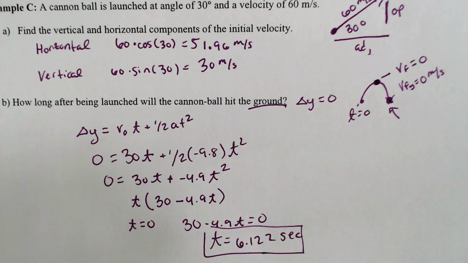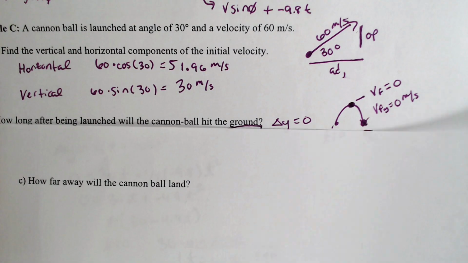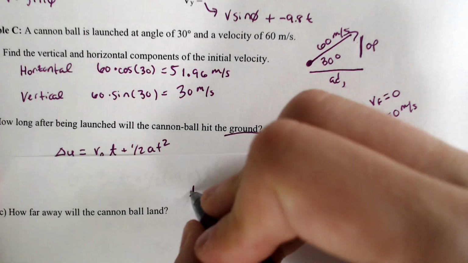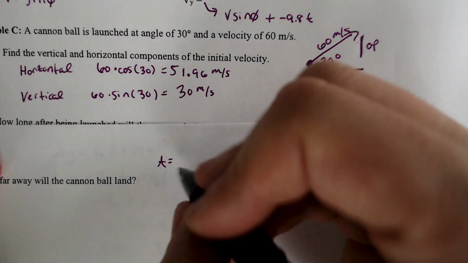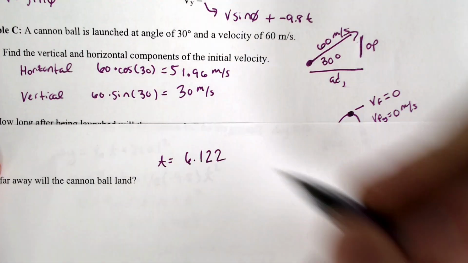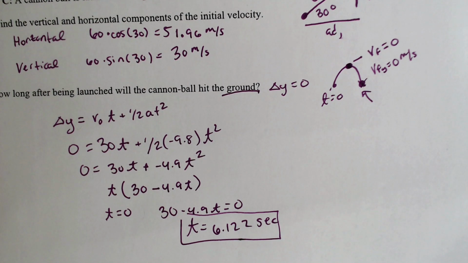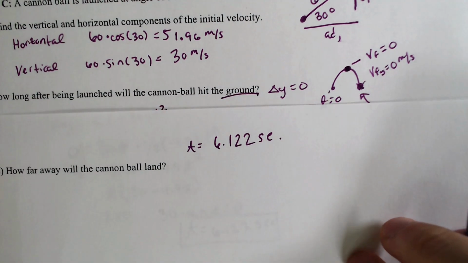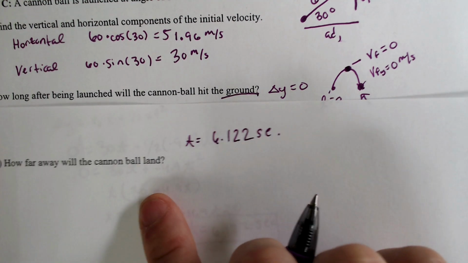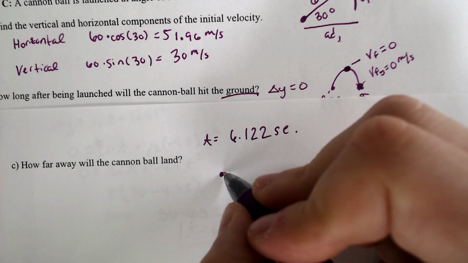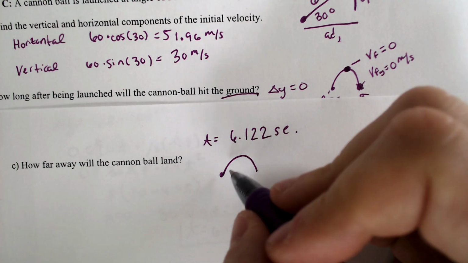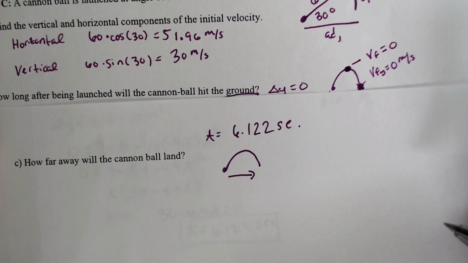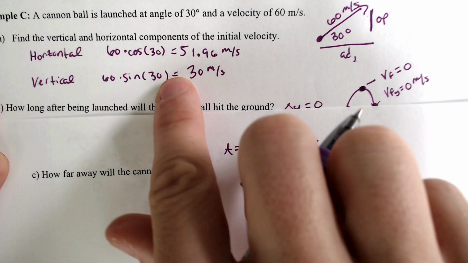Part C. How far away will the cannonball land? So I'm going to rewrite the time because I'm probably going to need that: 6.122. Okay, that is how long it took to land. Well, in order to figure out how far the cannonball traveled, we would need to figure out the x component of that. And the x component is dictated by the horizontal meters per second.